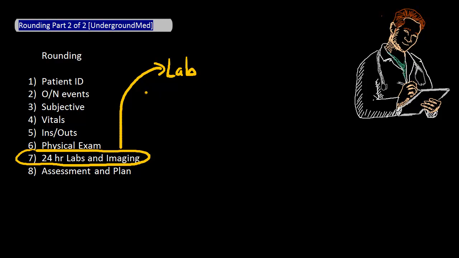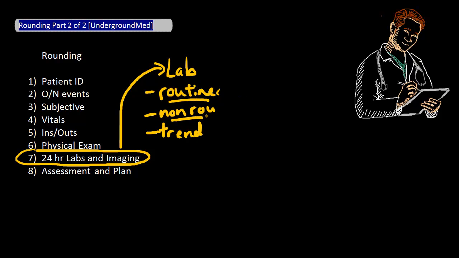I like to break this down into routine labs, non-routine labs, as well as trending labs. So routine labs are labs that you pretty much get every day, and examples of this would be a CBC, a BMP, an LFT, or coags. And when I present routine labs, I generally just talk about the most recent one, which most of the time will be the AM labs, drawn at around 6 AM.